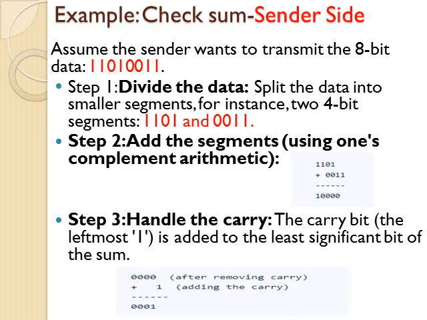Step 3 is to handle the carry. The carry bit, the leftmost one, is added to the least significant bit of the sum. So the sum is 10000. In this, the carry is the leftmost bit. So after removing the carry, we have to add it back: 0000 is added with 1, so we get 0001.